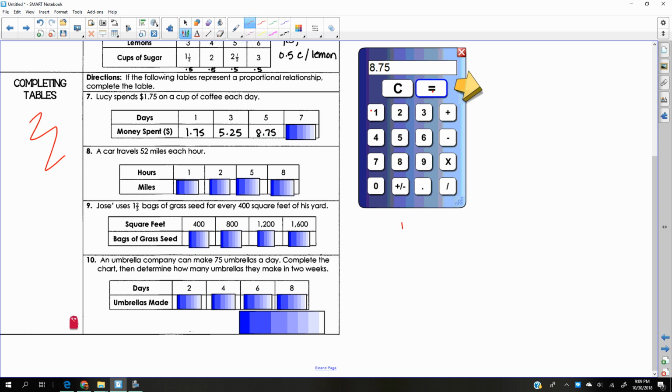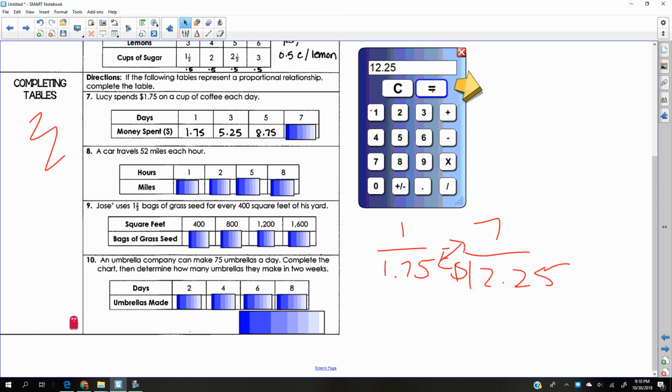So here we have 1 day, $1.75 equals 7 days. Cross multiply. So go ahead, try it on your calculator. Do it by yourself, and then come back and check. So then $1.75 times 7 equals 12.25, $12.25. And there it is.